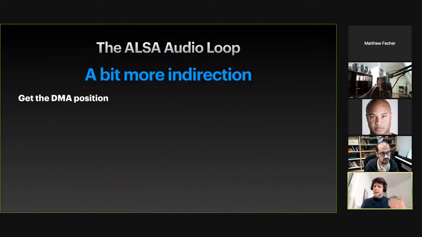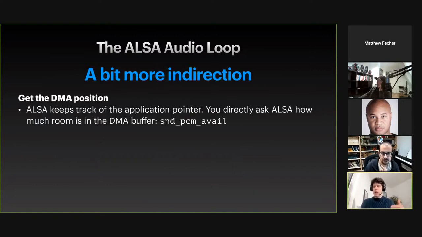So you don't get this DMA position directly, but you actually get how much room is left in the buffer. That is what ALSA gives you. ALSA keeps track of the application pointer for you, like how much you've already written into the buffer. This is really good because that means your app doesn't need to keep track of whether the pointer has wrapped around already or not. There's some ambiguity there, and ALSA will do this for you. So all you do is ask ALSA, is there room for me to write and how much? So snd_pcm_avail will return, say, 10 samples. That means there's 10 samples of room for you to write into that buffer.